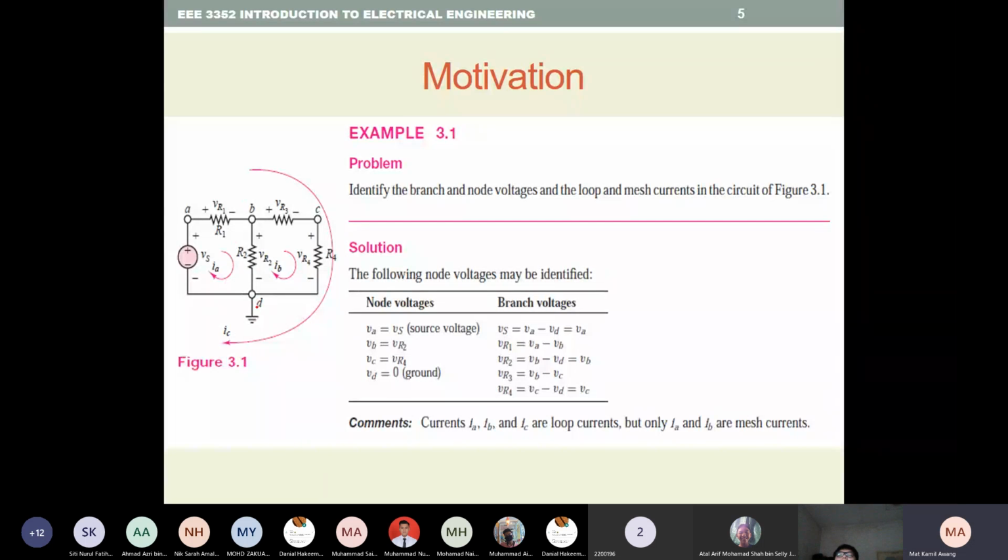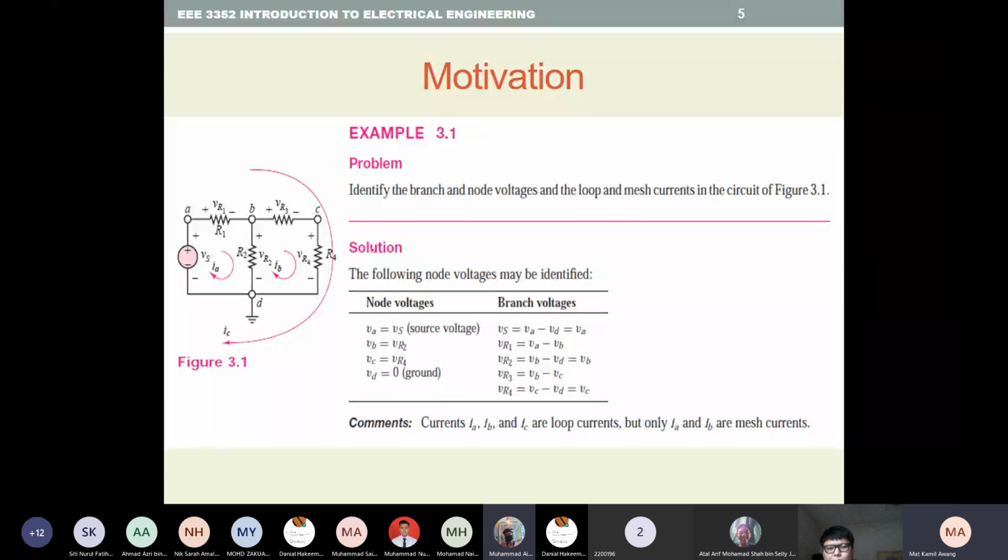So which ones are meshes? Which ones are loops? Remember the definition of loops and a mesh? A mesh does not contain any other mesh. So the meshes are IA and IB. The loop is IC.